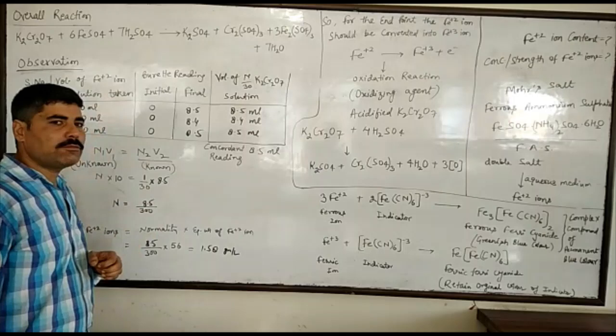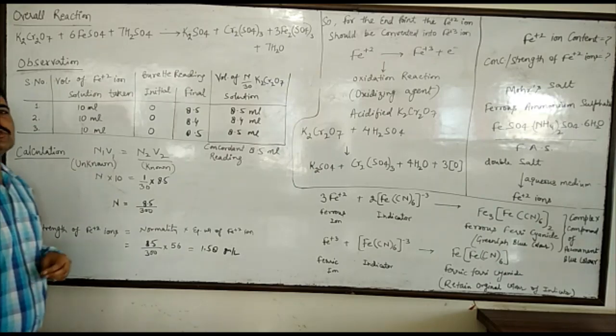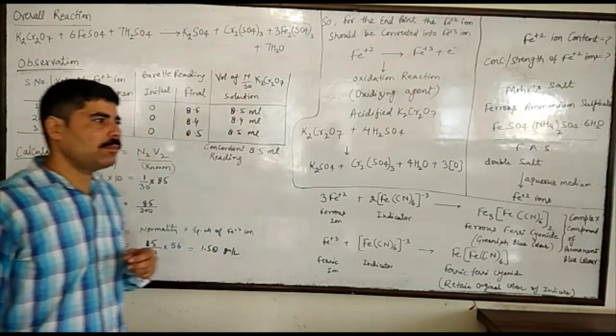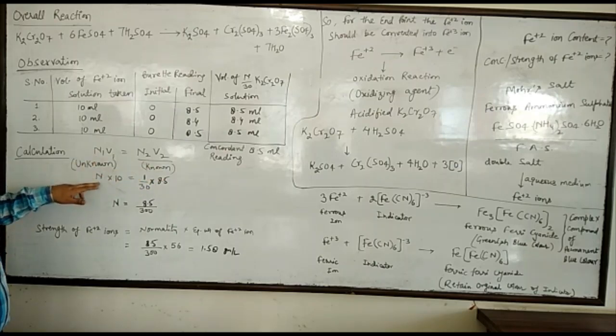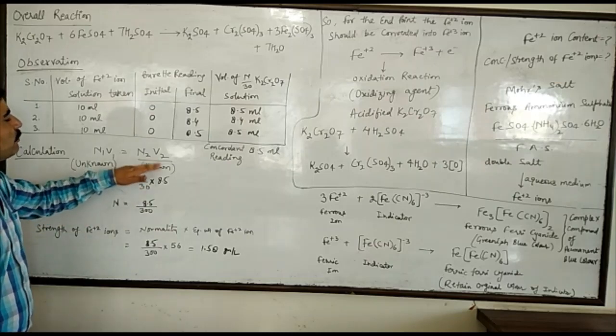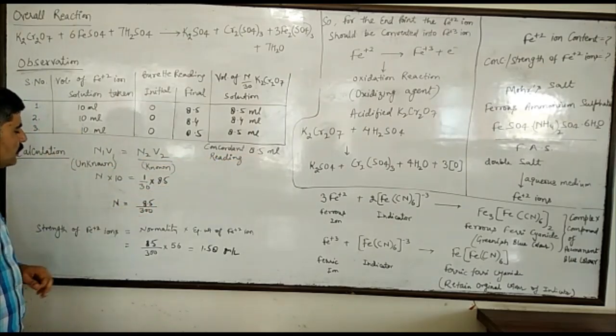Now what we have to do? We have to move to the calculation part. See, in the calculation, we have to determine the strength. The formula of the strength is normality multiplied by equivalent weight. So first of all, we have to determine the normality, which is determined with the help of the normality equation, N1V1 = N2V2. One side is for the unknown part, the other for the known part. As we know that the normality is not given for the unknown, we took 10 ml of unknown into a conical flask and titrated it against the N/30 potassium dichromate solution. So the normality is 1/30 and the volume is 8.5, and the normality is 8.5 divided by 300.